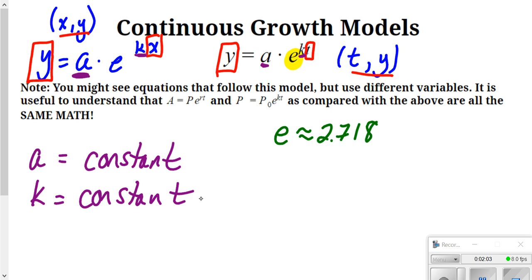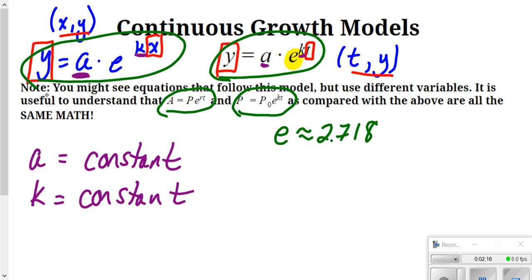Something that is a pet peeve of mine is that sometimes people really try to make a big fuss over this equation or this equation, or even the changing of x and t here. These are all the same equation, you guys. It doesn't really matter what letters you use to represent the ordered pairs that are on the graph. You might use t with a, or t with capital p, or x with y, or t with y. It does not matter.